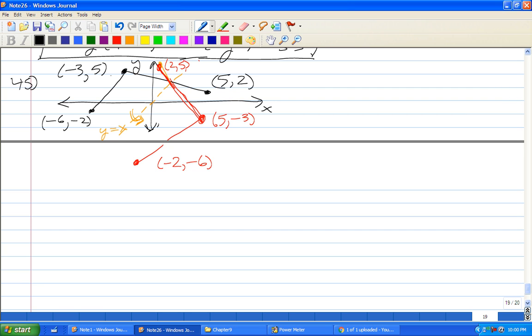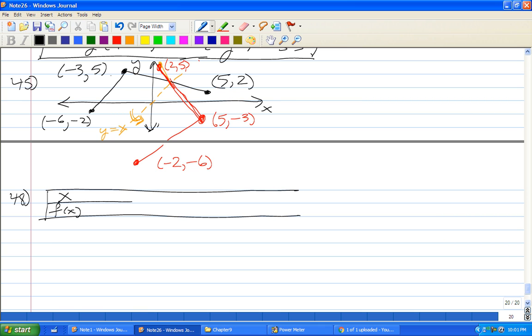Okay, let me look at problem number 48. So in 48, we have the following tabular form for a function. -2, -1, 4, 0, 2, 1, 3, 2, 11, 3, 0, 4, 5. Note that, by the way, you should note that this is a bijective function.